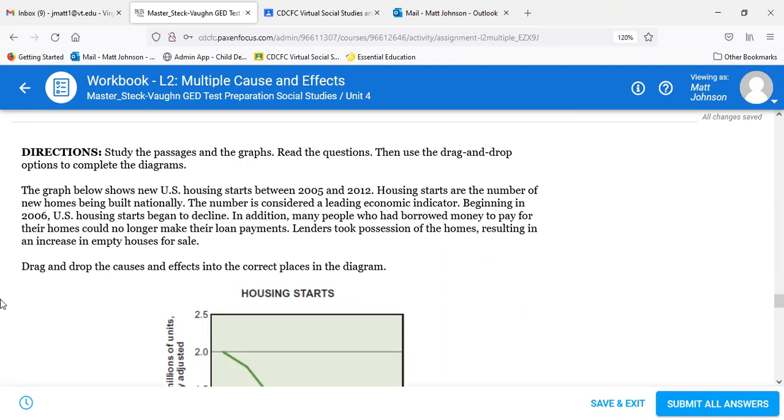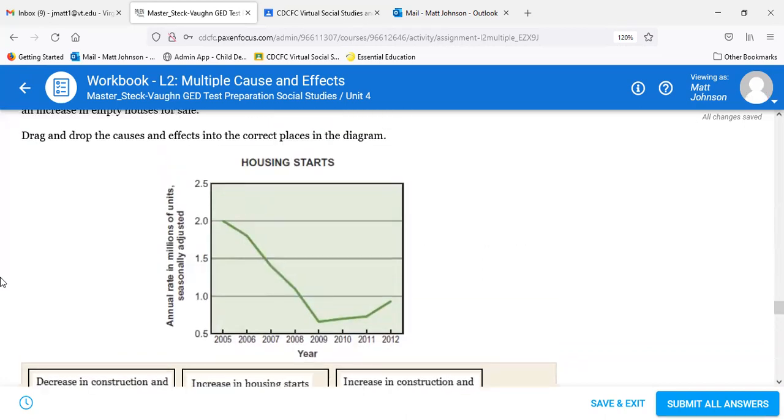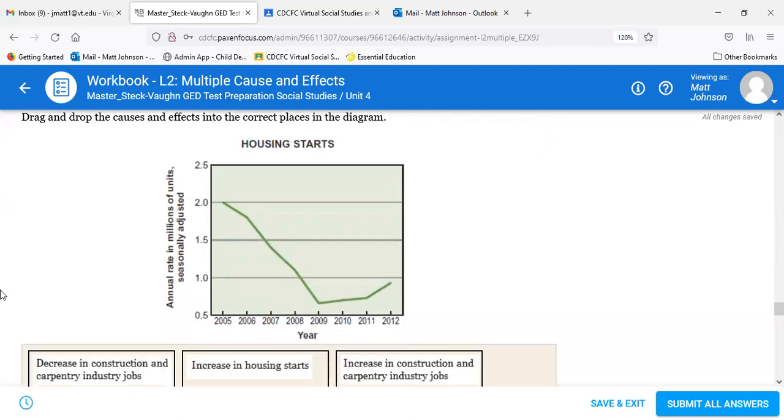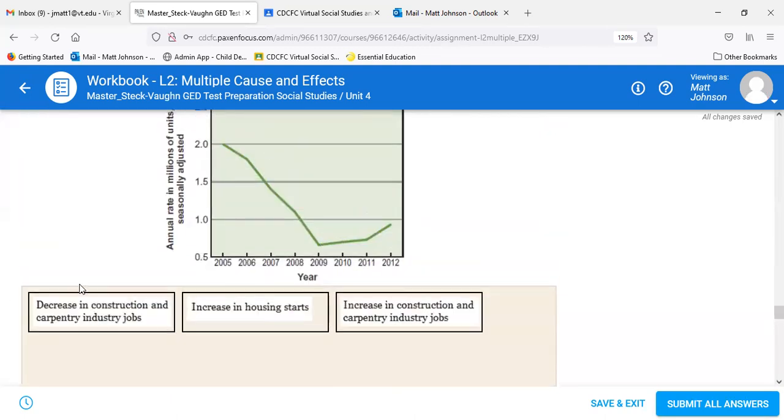Beginning in 2006, U.S. housing starts began to decline. In addition, many people who had borrowed money to pay for their homes could no longer make their loan payments. Lenders took possession of the homes, resulting in an increase in empty houses for sale. So if we look here, drag and drop the causes and effects into the correct places in the diagram. So we'll look here, causes and effects.